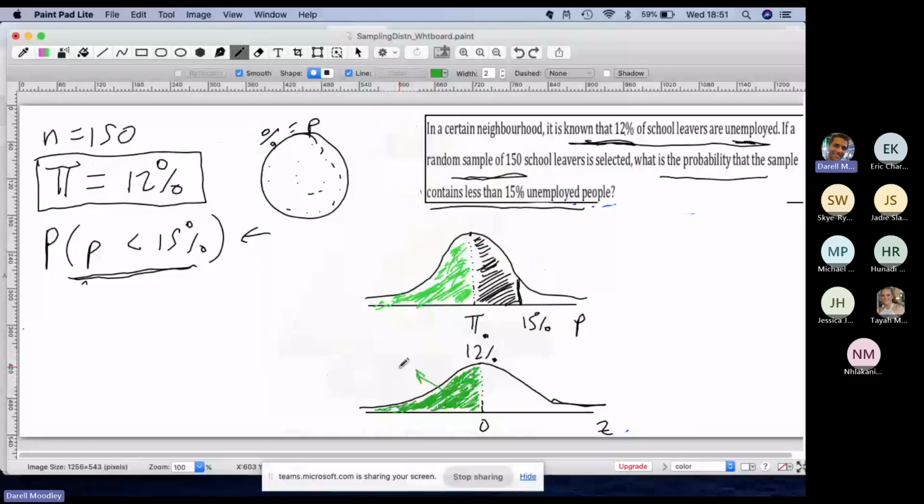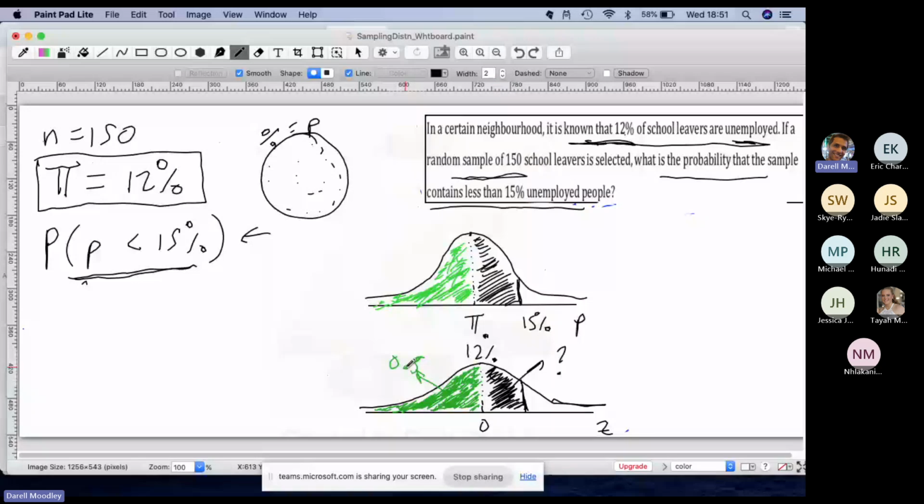0.5. So we've got the green area. So we're almost there. The only thing we need to work on now is this black area. So redraw it in terms of Z. We need to figure out what this area here is in black. And once we figure it out, then we just add the 50% to that and we've answered it.